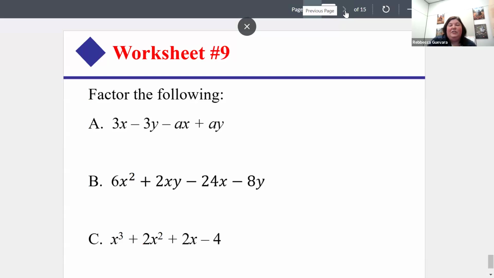So just for practice, see if you can attempt this on your own, A, B, and C. So you're going to do factoring by groups. You're going to pair your first two terms and then your last two terms. Factor out something common, and then you should have a common binomial that you can factor out of both of your remaining terms.